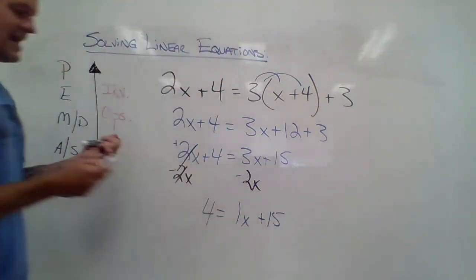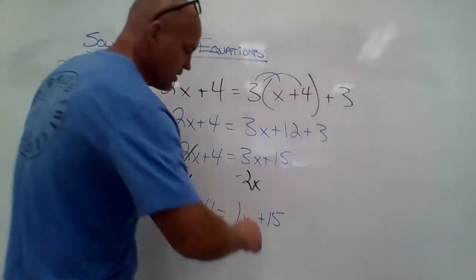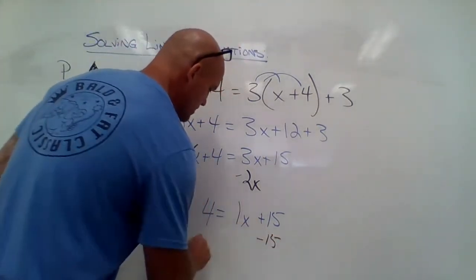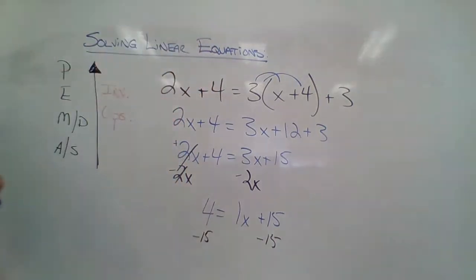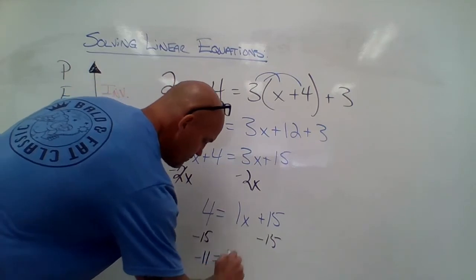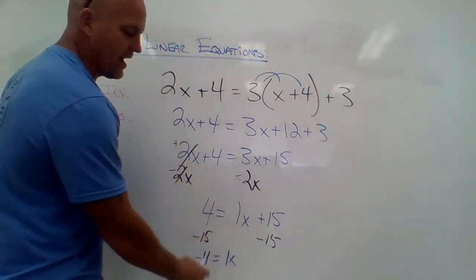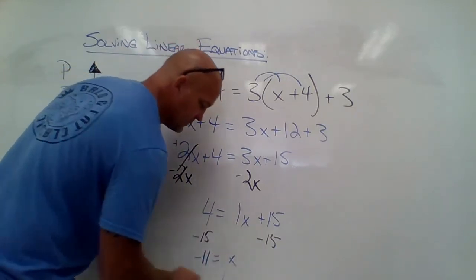So now this guy, that should be very easy. That's a 2-stepper. You can turn and burn on that. So we are going to subtract 15. 4 minus 15, of course, is negative 11, and that equals 1x. And of course, at that point, if this was any other number, we would divide it out, but we don't need it. So we have x equals negative 11.